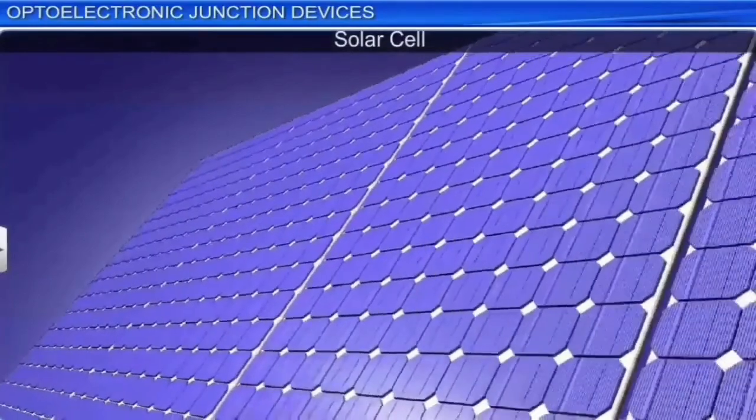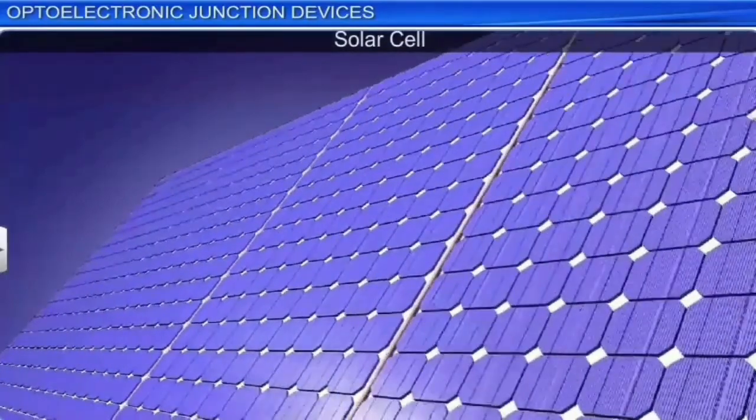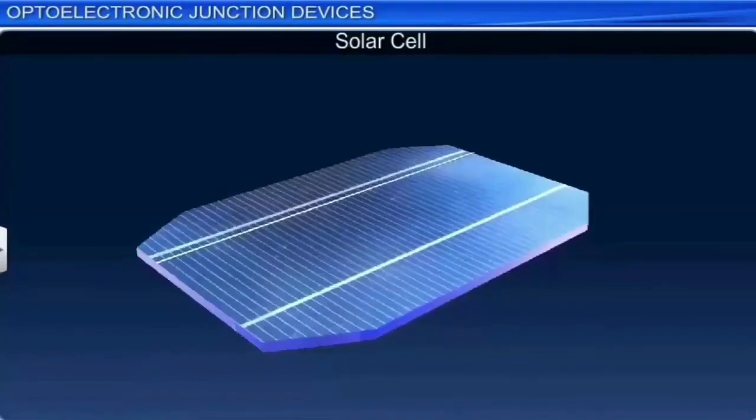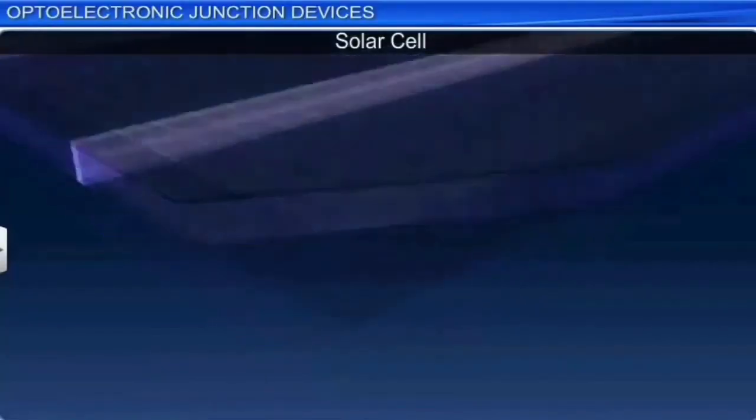Now the next optoelectronic junction device is the solar cell. A solar cell is basically a PN junction which generates EMF when solar radiation falls on the PN junction. It works on the same principle as that of a photodiode, except that no external bias is applied. A solar panel is a collection of solar cells actually.